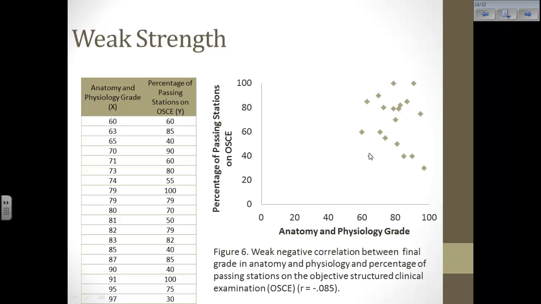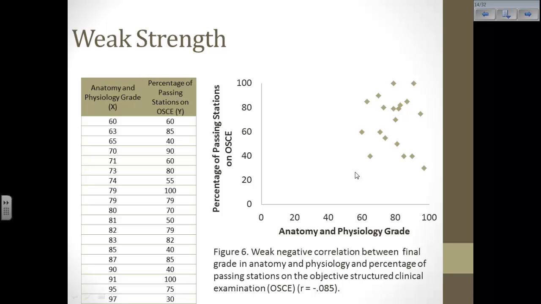Here's an example of a weak relationship. In this case, it kind of looks like it's a negative relationship, but it's really hard to tell. It's very spread out. And this is actually based on a study that I read about how well your grade in anatomy and physiology predicts how well you do on this thing called the objective structured clinical examination. So nursing students probably know what this is.